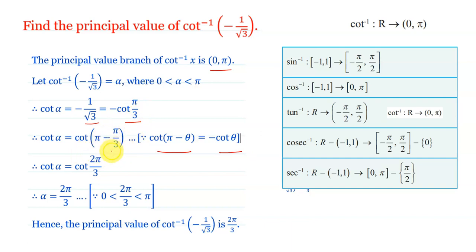Again, if we simplify this, then what will you get? 3 pi minus pi, then you will get 2 pi by 3. And this 2 pi by 3 lies between 0 to pi. And hence, the principal value of cot inverse of minus 1 by root 3 is 2 pi by 3. And this is the answer.